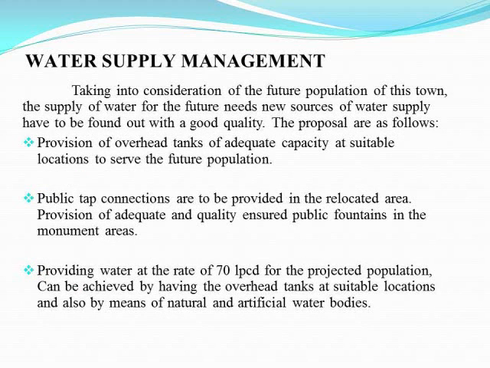Water supply management. Provision of overhead tanks of adequate capacity. Public tap connections should be provided in the relocated areas, providing water at the rate of 90 liters per capita demand for the projected population.